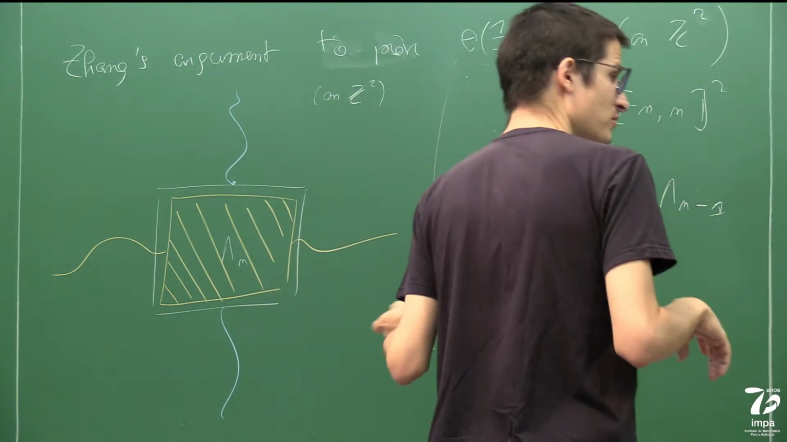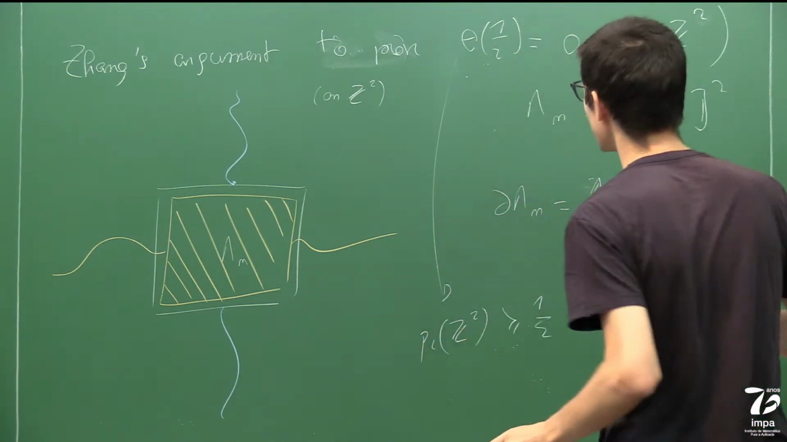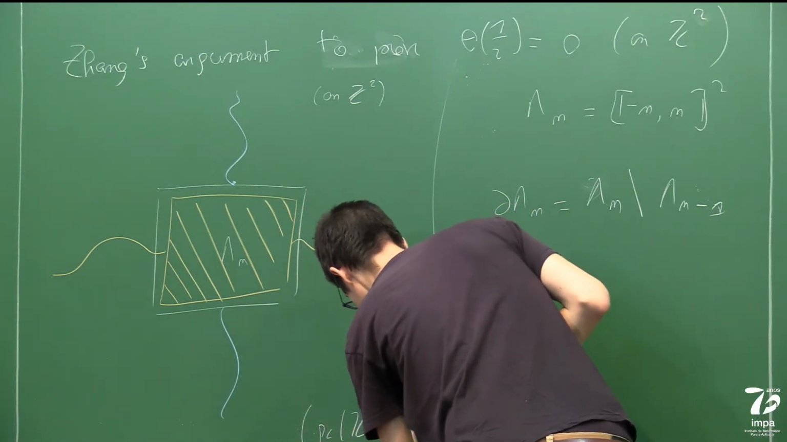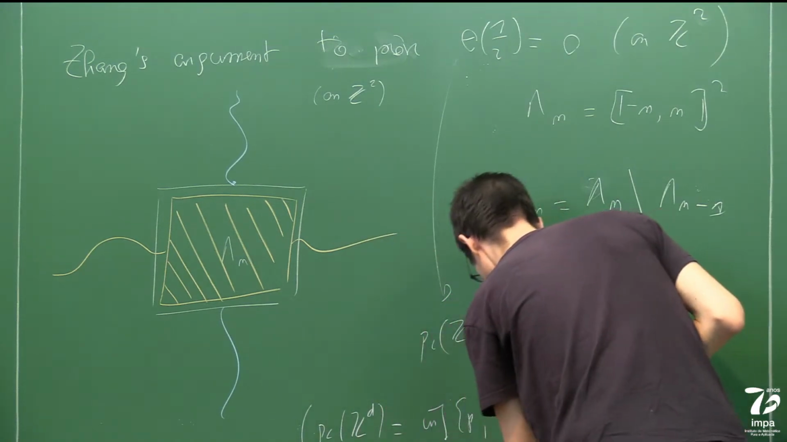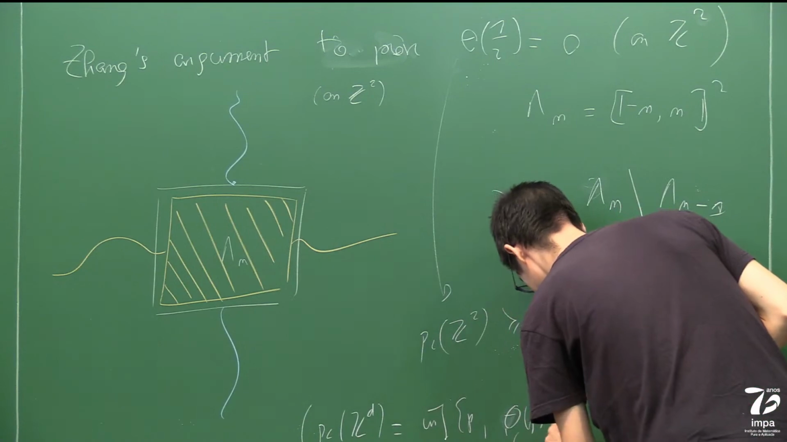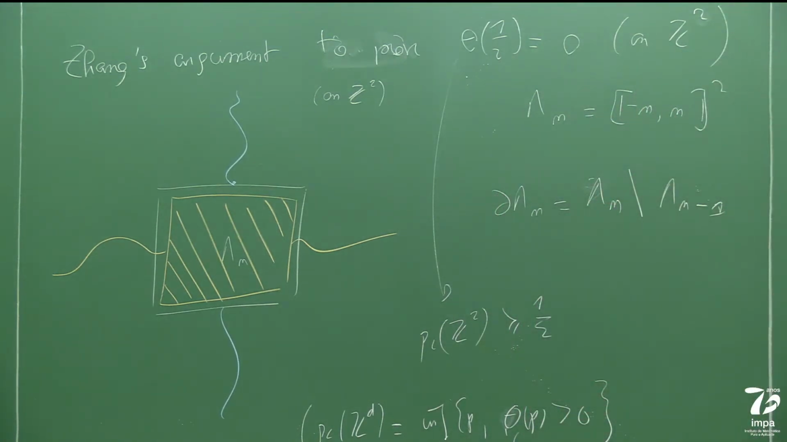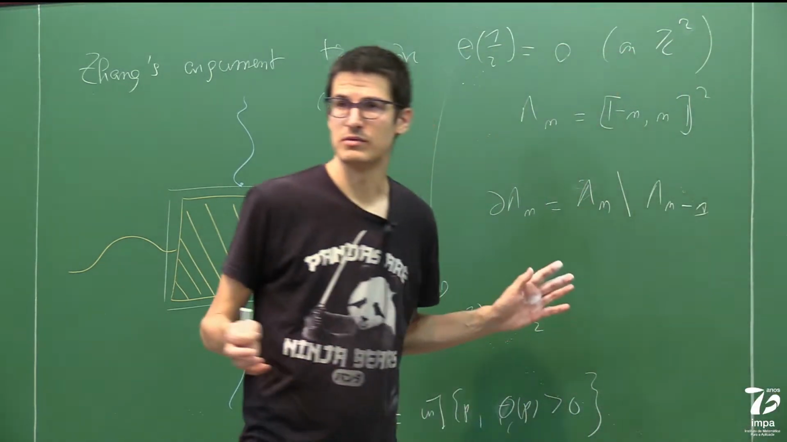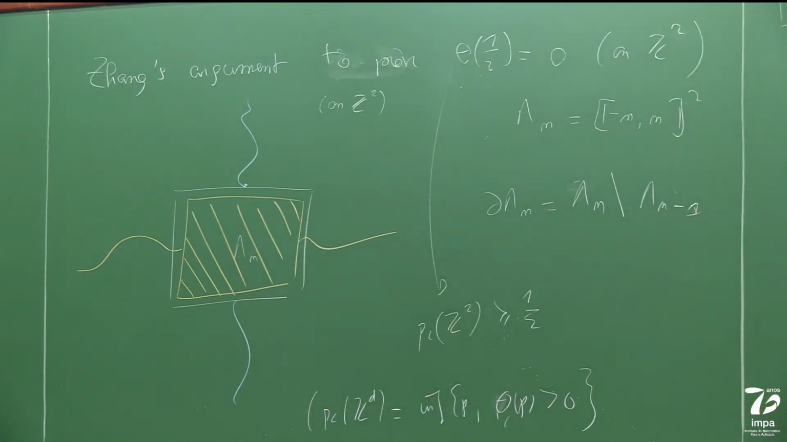We have already proved that p_c of Z² is larger than 1/2. Remember that p_c of Z^d is the infimum of p such that θ(p) is larger than 0, and it's a regime where we have a unique infinite connected component. Therefore, these two arguments combined give you that p_c of Z² is equal to 1/2.